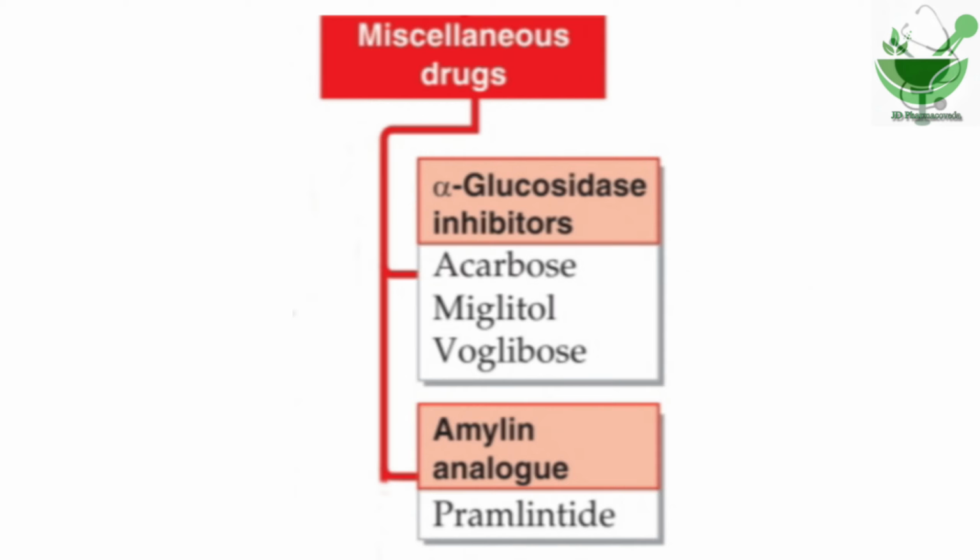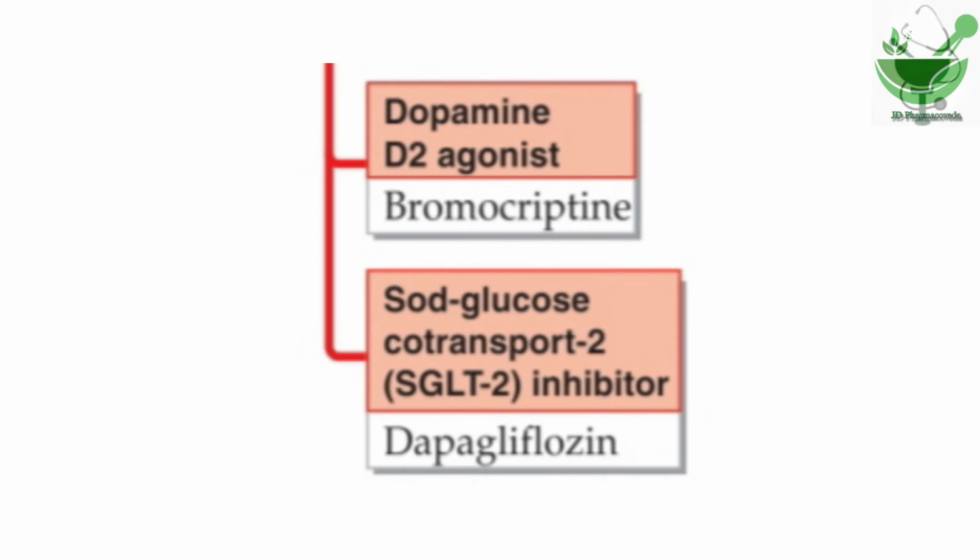Then the last category is miscellaneous drugs. The first is alpha glucosidase inhibitor. This enzyme increases the absorption of glucose in the intestine, so we have to inhibit this. The drugs are acarbose, miglitol and voglibose. Then another type is amylin analog. The drug is pramlintide. Then another drug is dopamine D2 agonist.